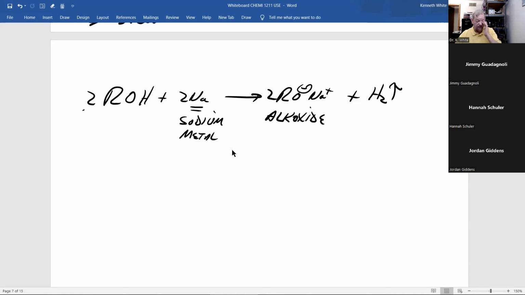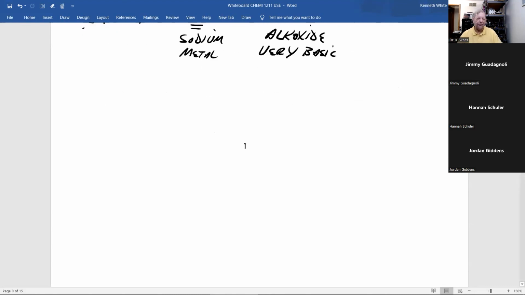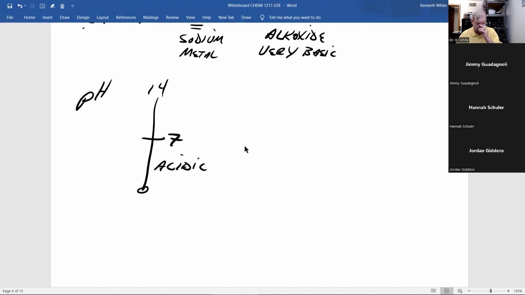And alkoxides are very basic. They're stronger than sodium and potassium hydroxide, much stronger. And in case you forgot, pH scale, below 7, it's acidic, a solution or whatever you're measuring. At 7, it's neutral. And above 7, it's basic, meaning a base is present.